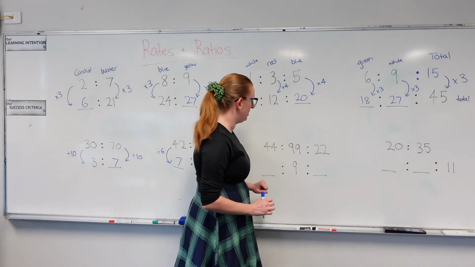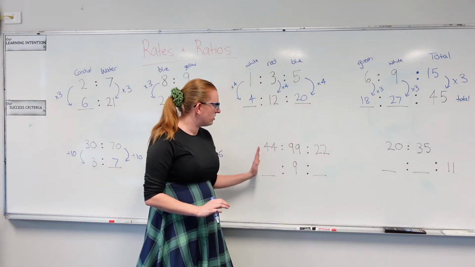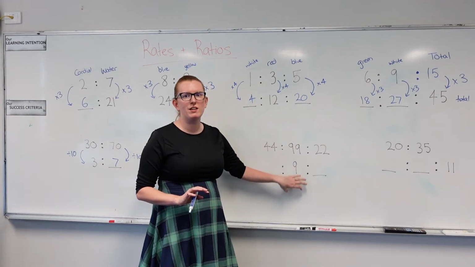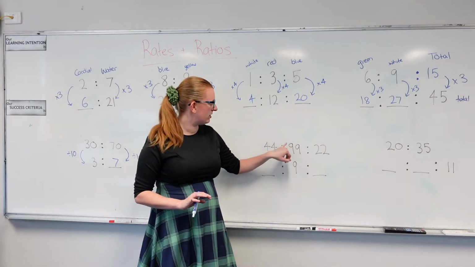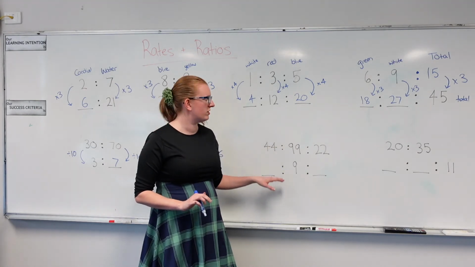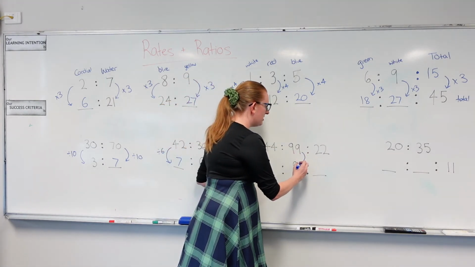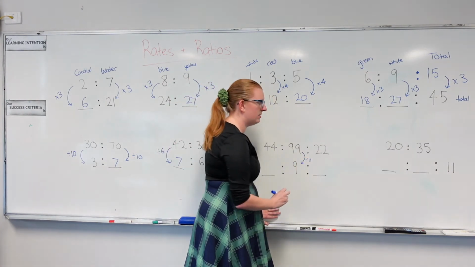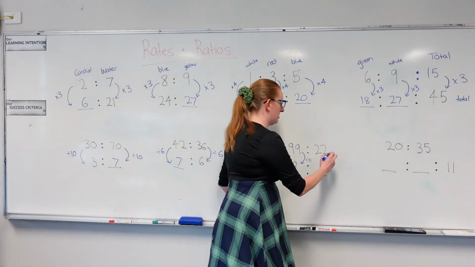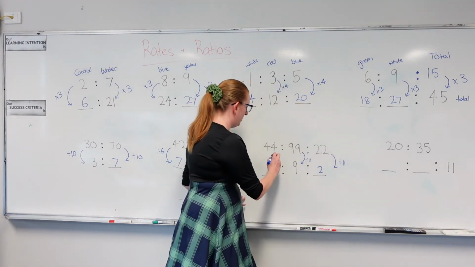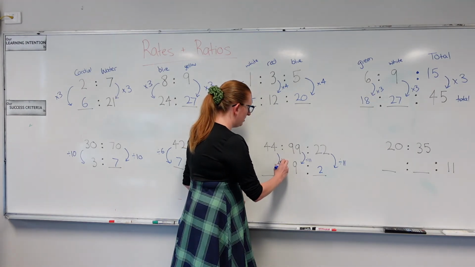Let's try this one. So here I've got 3 lots of information, but so long as I have at least one whole set of information stacked on top of each other, I can solve it. So how do I go from 99 to 9? I've divided by 11. I do the same for the others. So divide by 11, that will give me 2. Divide by 11, that will give me 4.